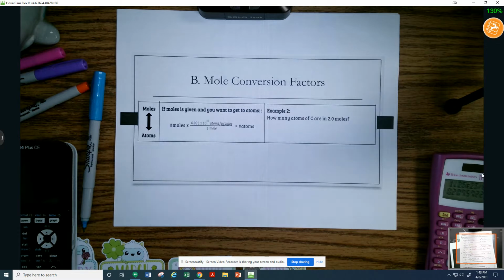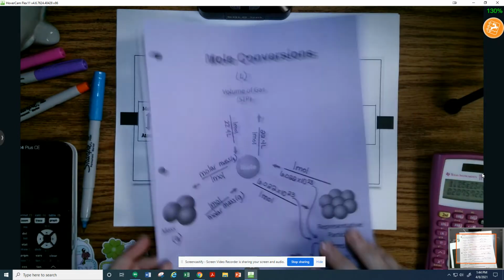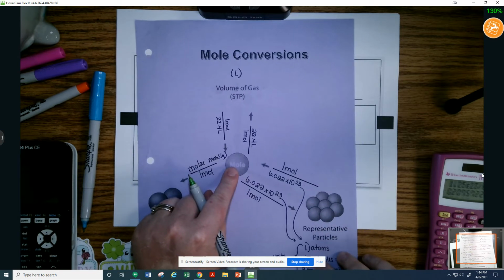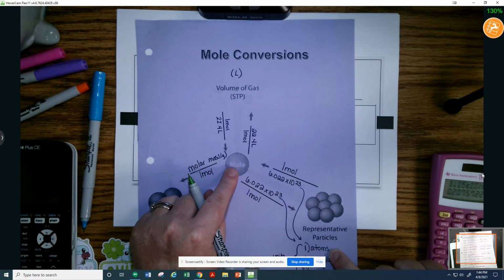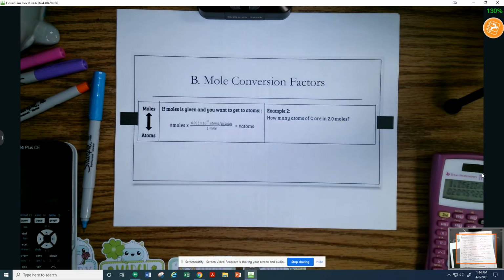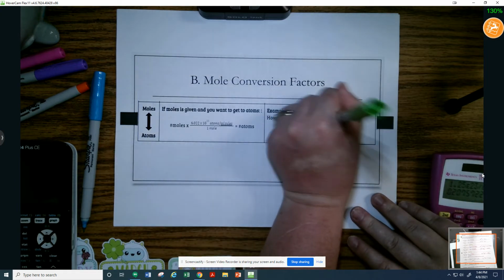Example 2. We are going from moles to atoms. So following our roadmap here, we have this as our given unit. It wants to know a representative particle, specifically number of atoms. So what we have is our given, 2 moles.